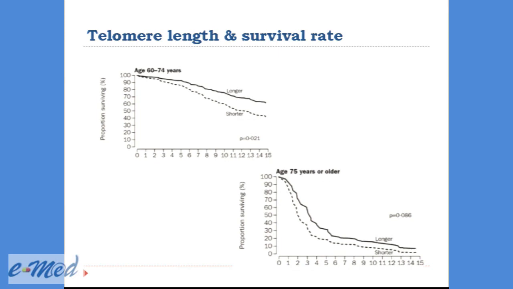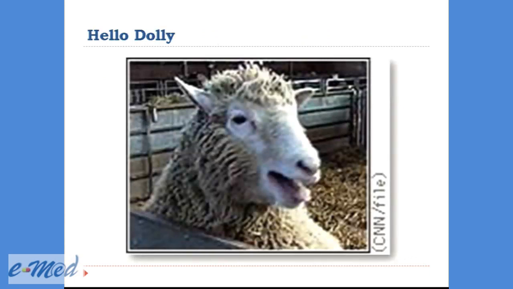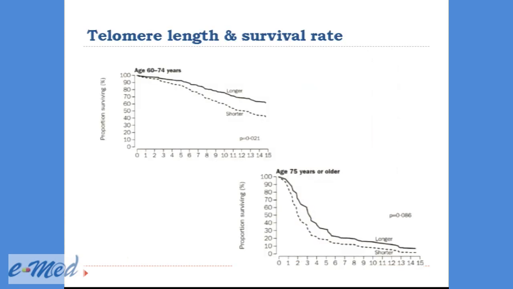Clinically, telomere length is really connected and related to longevity and survival. You can see data from people with different lengths of telomeres, and we can see that shorter telomeres are associated with higher mortality, and that's because of aging.